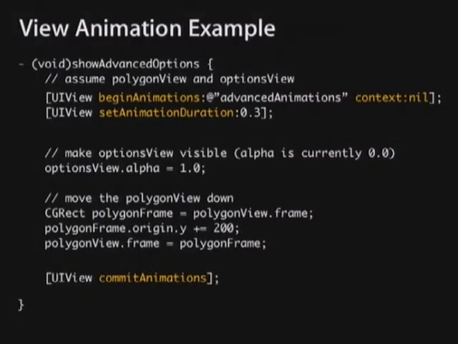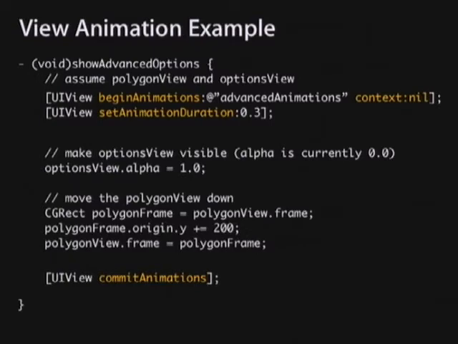So here's an example. In this example, I'm going to change the opacity, the alpha of the view, and I'm going to change the frame of the view. So what I do is I begin animation, and begin animation actually takes a string, so you can identify it later if you want to. You don't need to do that. You can pass in nil if you want to. You set the animation duration. By default, I believe it's a half second or a second. It has some default amount of time. But you can set it to be whatever you want.